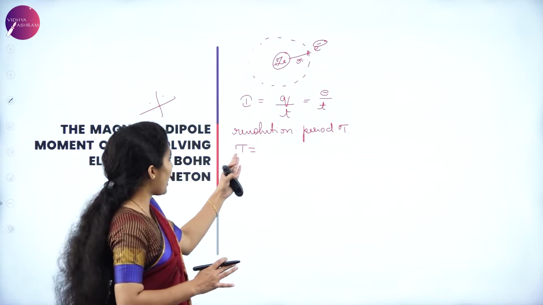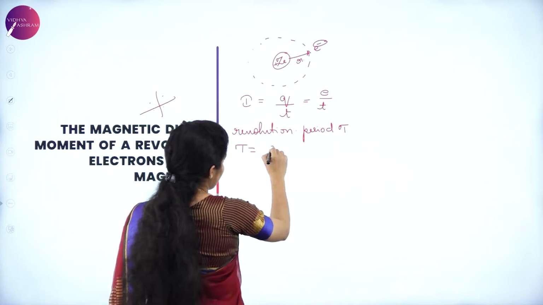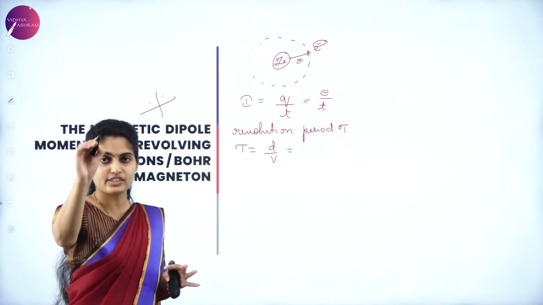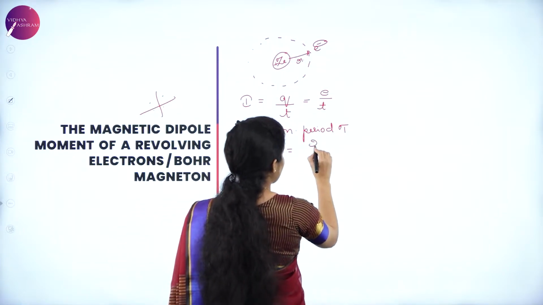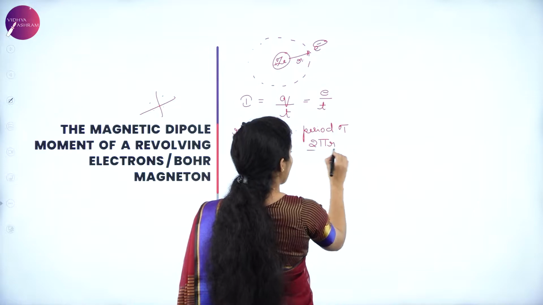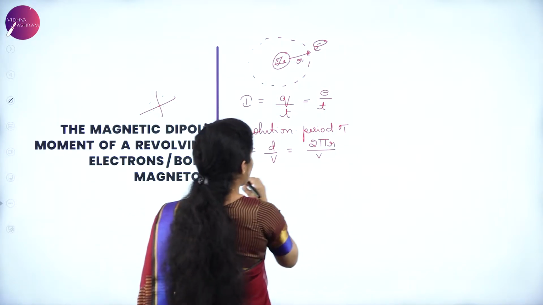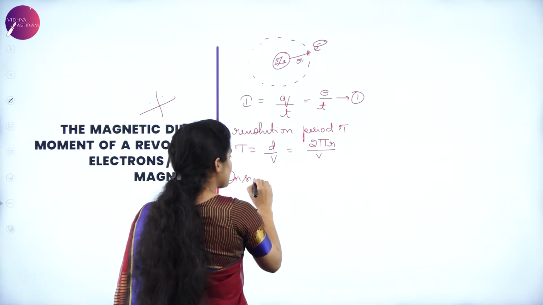So now you have got T, you will have to check out T. So what will it be? It will be distance by velocity, and distance is nothing but the circumference through which the electron is traveling. So we can give the circumference of the circle as 2 pi r divided by v. So we know that T is equal to 2 pi r divided by v. So substitute in equation 1.